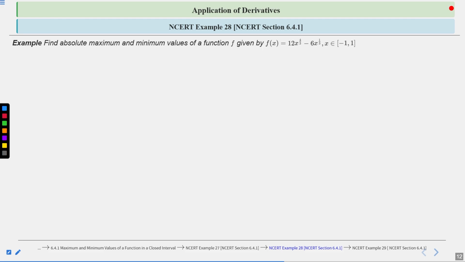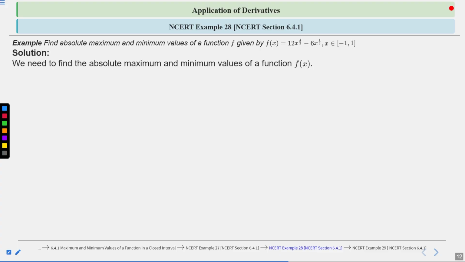So the question is, find the absolute maximum and minimum values of a function f, which is given by f(x) equal to 12x to the power 4 by 3 minus 6x to the power 1 by 3, where x belongs to minus 1 to 1. Let us see the solution part. We basically need to find the absolute maximum and minimum values of the function f(x).